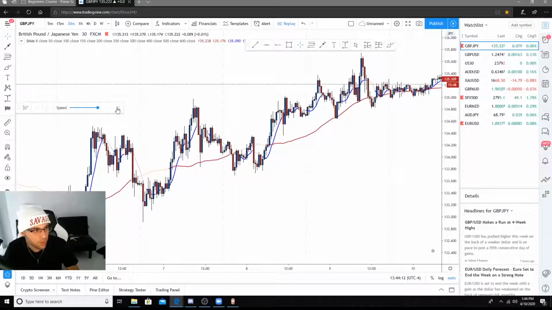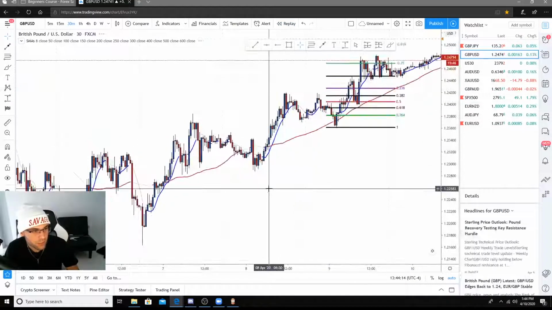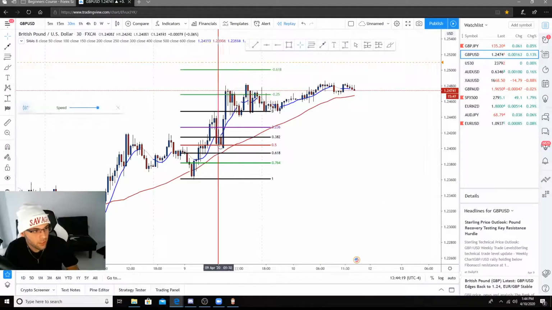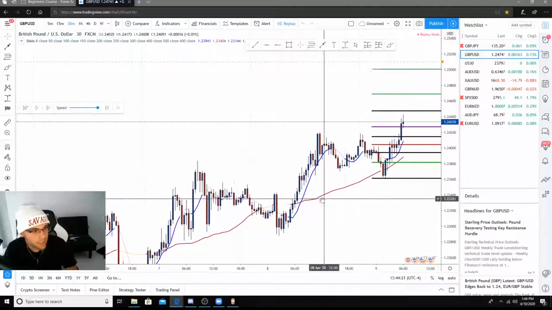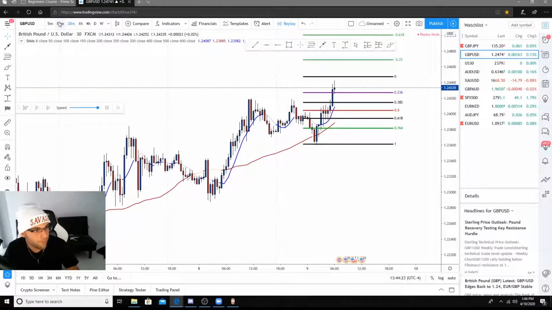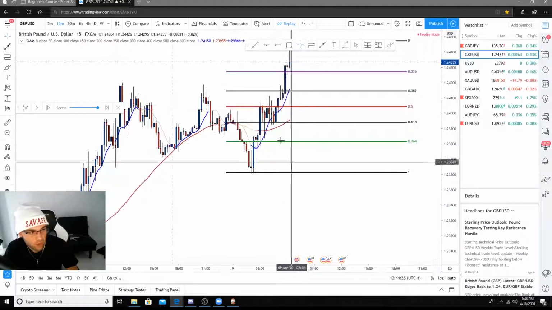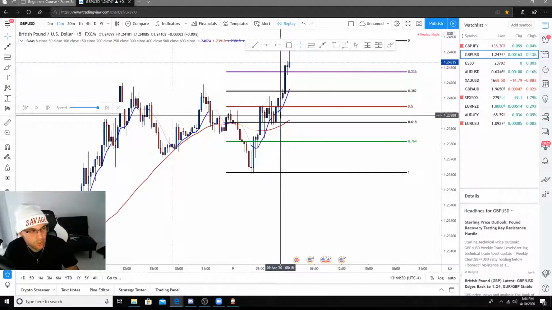Okay, here we got GJ, one of my favorite pairs. Actually, let's go to GU, just because I had a little setup here for you guys that looked a little bit cleaner. This is the 30-minute. So let's go to the 15-minute right here. Notice how the EMAs cross as we are becoming bullish.